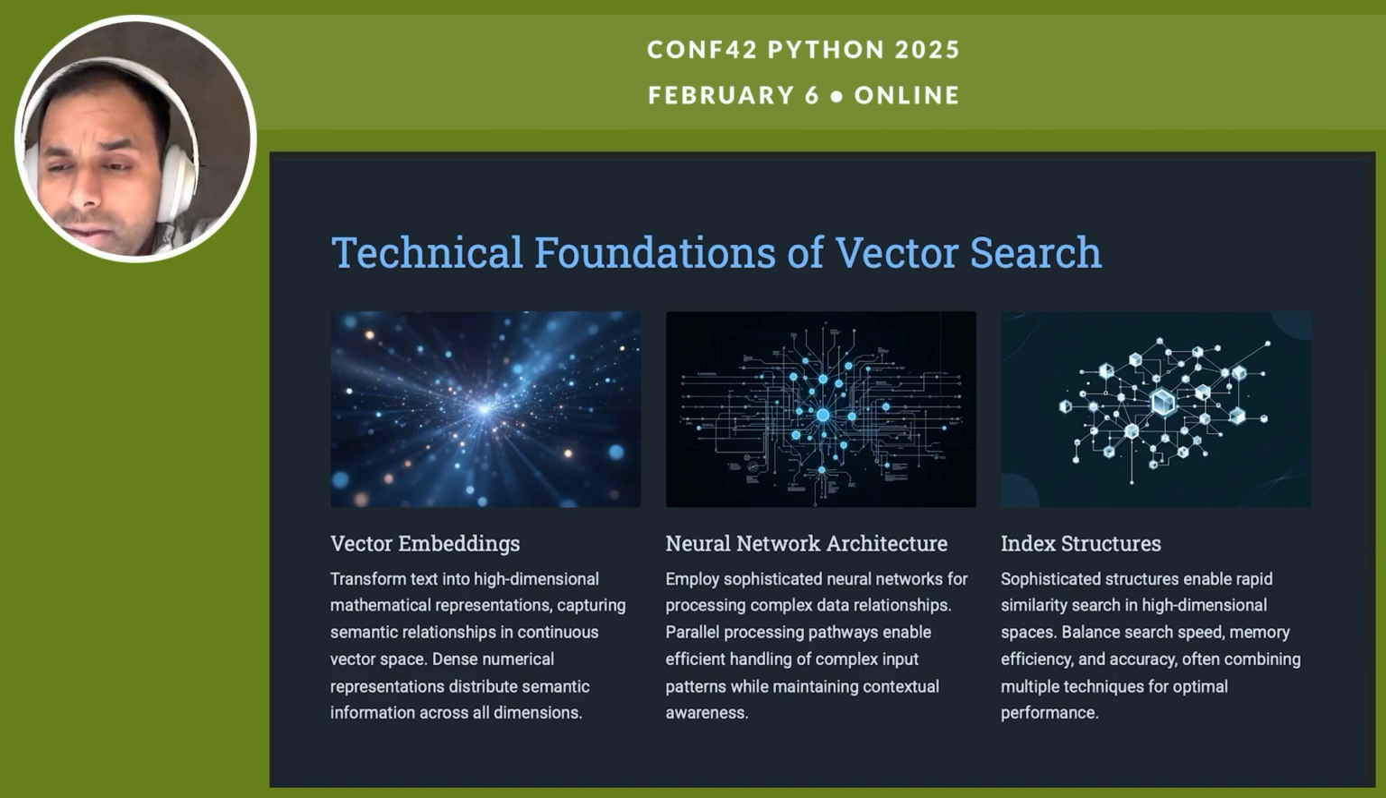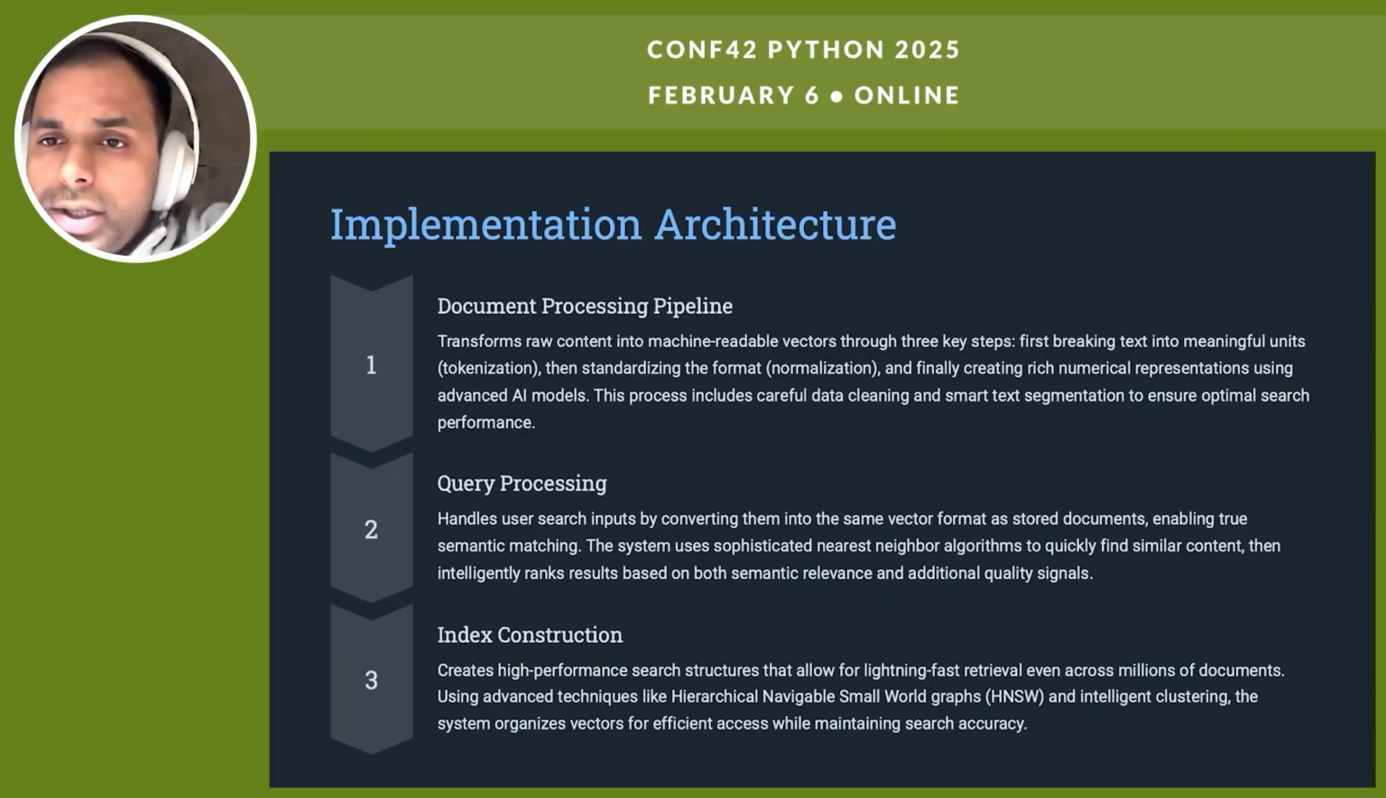And to find the information we need amongst a sea of data, we use specialized index structures. These index structures are designed to enable rapid similarity searches in high-dimensional spaces. They allow us to quickly sift through millions of vectors and pinpoint the ones that are most similar to our search queries, all while balancing search speed, memory efficiency, and accuracy. Some common index structures used in embedding-based search or vector search include KD trees, ball trees, locality-sensitive hashing, which is LSH.